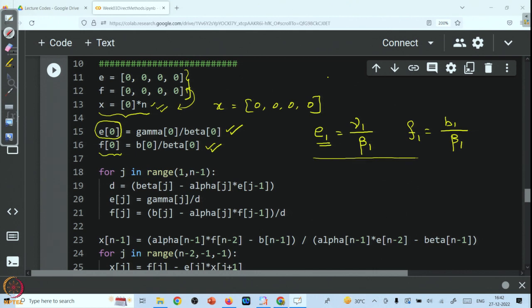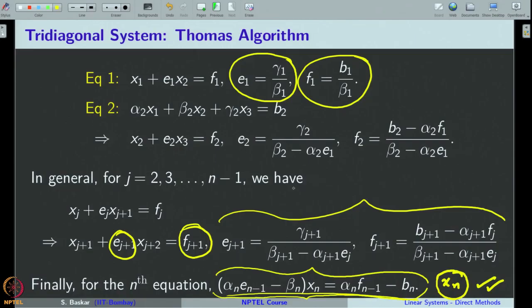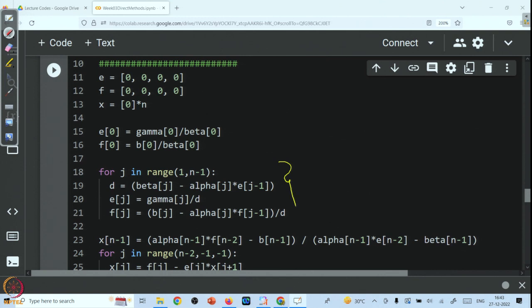Now, once we have the first equation, from the second equation till the n minus first equation we can go in a loop. That is what we are theoretically writing here: from j equal to 2 to n minus 1, we can define the parameters E and F in a loop. Let us see how to do that. For that, we will use the for loop. Theoretically, j runs from 2 to n minus 1, and in Python, equivalently, it has to run from 1 to n minus 2.